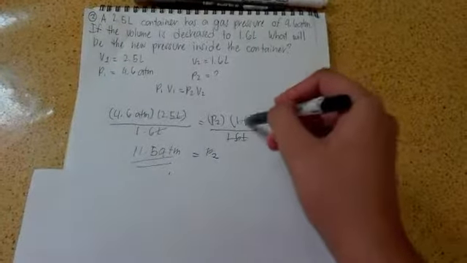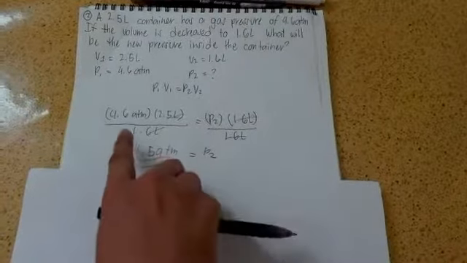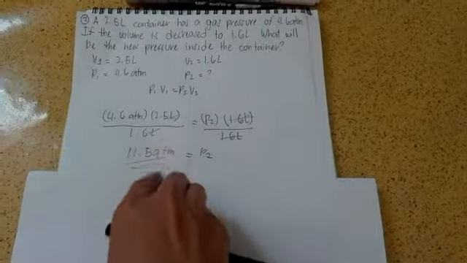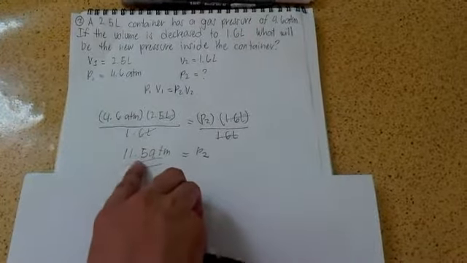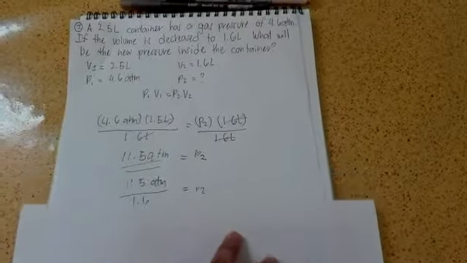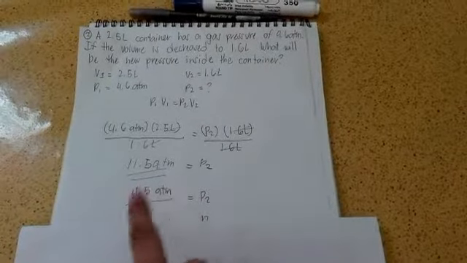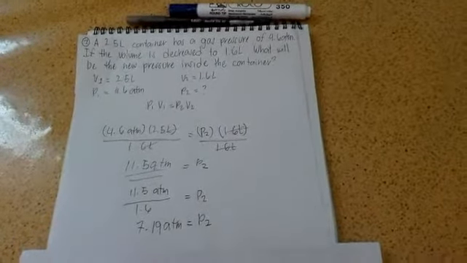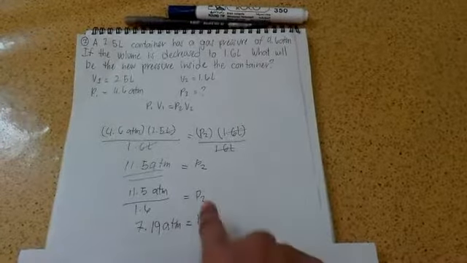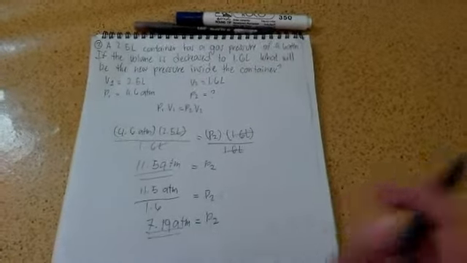Cancel out the liter, cancel out the sign. Then multiply 4.6 atm times 2.5, which is equal to 11.5 atm equals P2. Then divide by 1.6. 11.5 divided by 1.6 is equal to 7.19 atm equals P2. And that's our final answer.